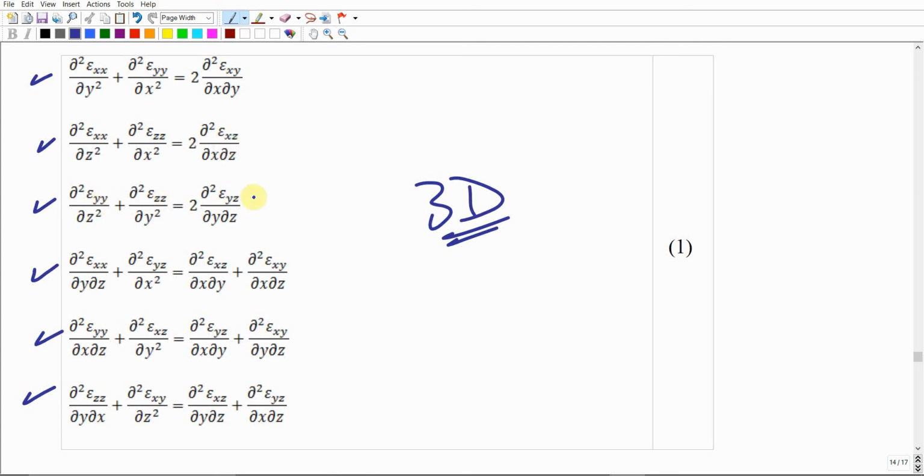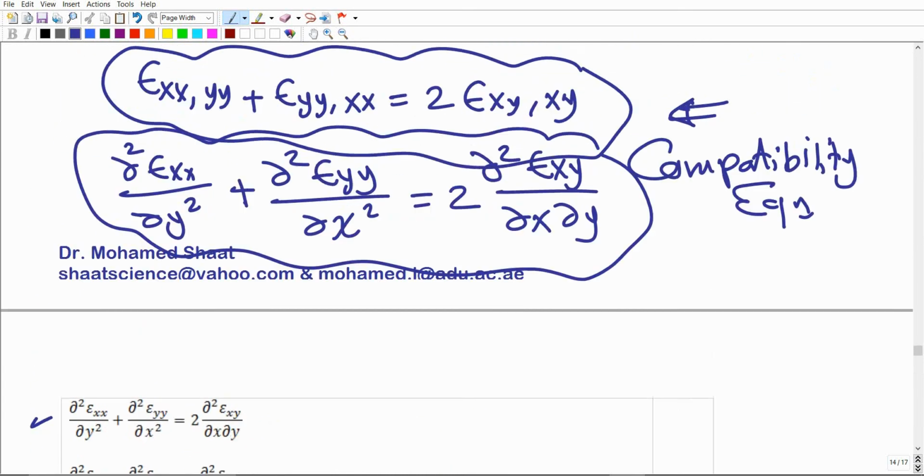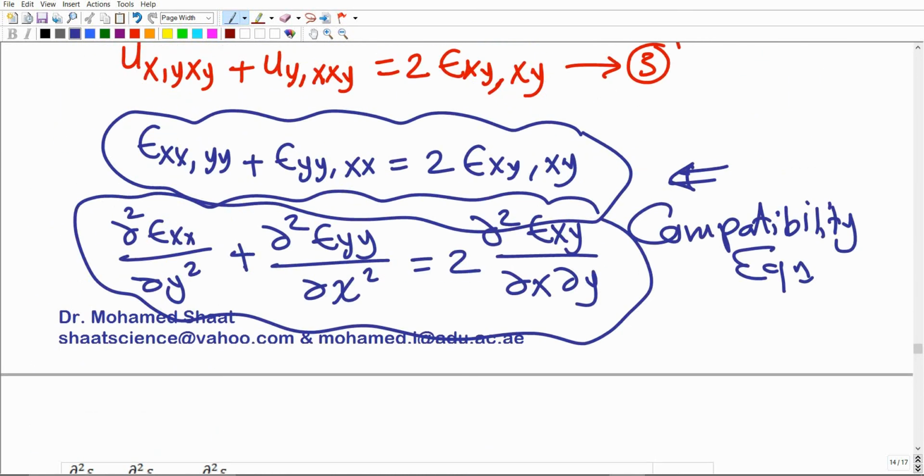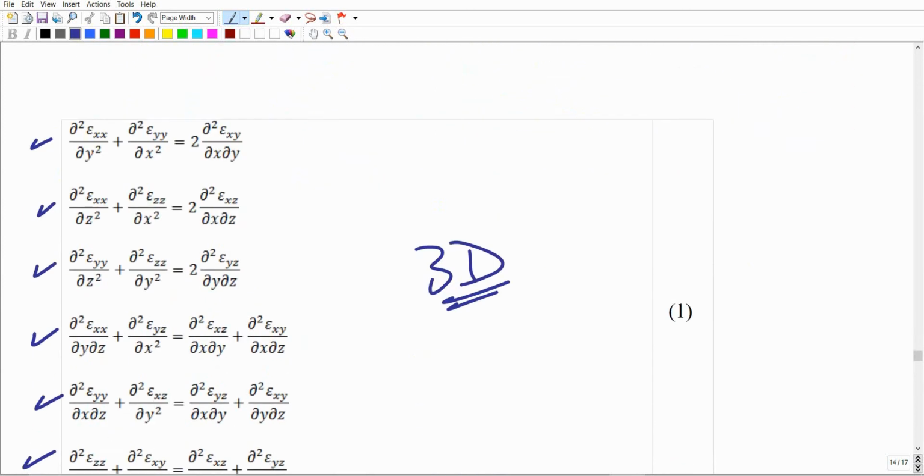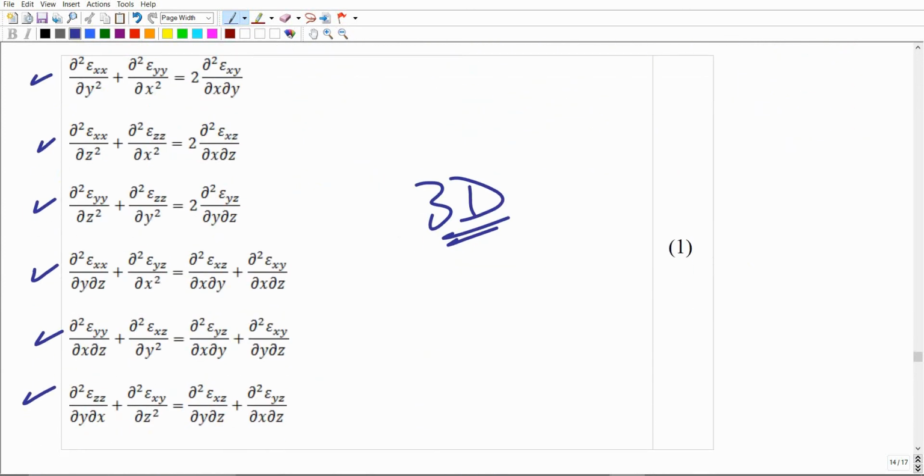The epsilon yy and zz should be related to epsilon yz through this condition. So all of these are 6 conditions. All of them should be satisfied since we are working in 3 dimensions, to achieve compatibility of the strain field to give a unique solution. As you can see, in 2 dimensions we have only one compatibility condition, but in 3 dimensions we end up with 6 conditions.